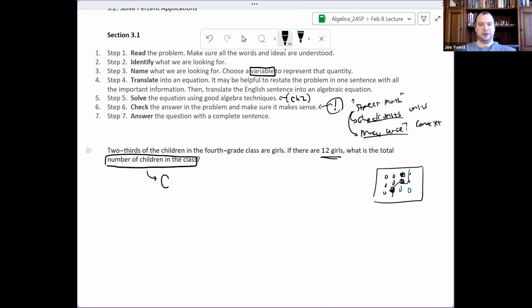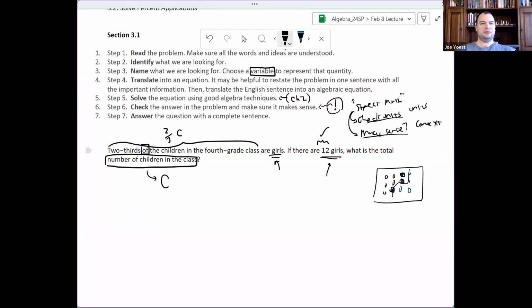Let's translate that into an equation. So on one hand, the number of girls in the class are 2/3 of all the children. On the other hand, the number of girls in the class are 12. So the girls can be represented by two different algebraic expressions. One of them super simple, just the number 12. The other one is 2/3 of all the children. In other words, 2/3 C.